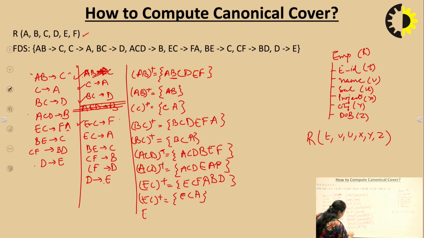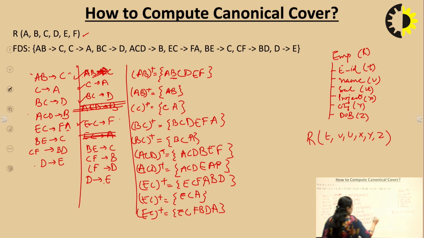Now again compute EC. This time hide the next one. EC determine A. So we find EC, then EC determine F. From CF determine B and D. From AB, from C we can determine A. So by hiding EC determine A, we are able to find out all the attributes of the relation. So this is also not the essential one. Now again compute BE.